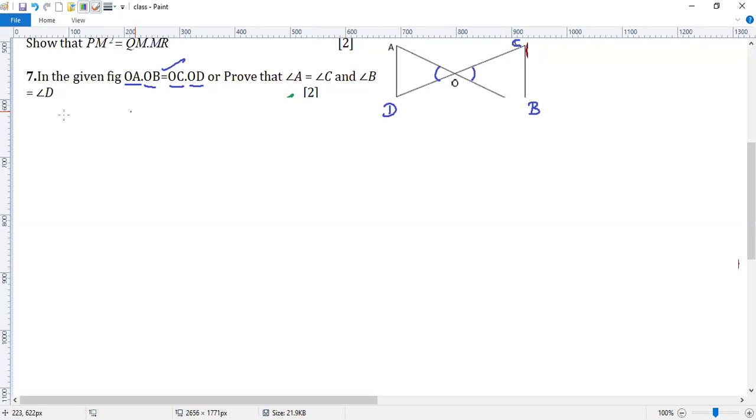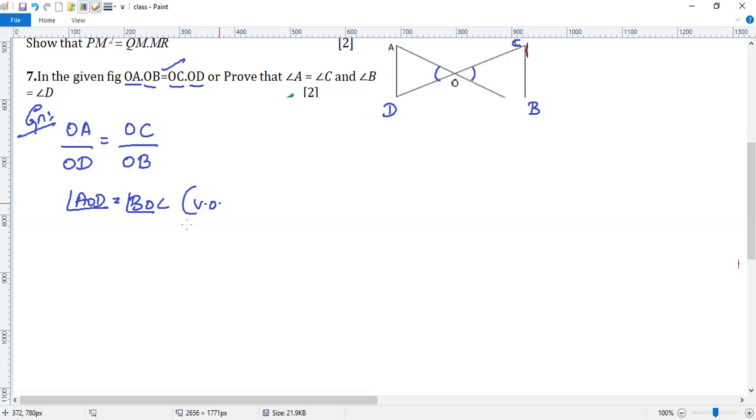So how can you do that? OA into OB. How can we rewrite it? I can just keep OA and OC there itself. OB I can take to the other side, so it becomes divided by OB. When OD goes to that side, it becomes divided by OD. Correct? So this is given. Two sides are proportional. And also you know that angle AOD is equal to angle BOC. Why? Because they are vertically opposite angles.